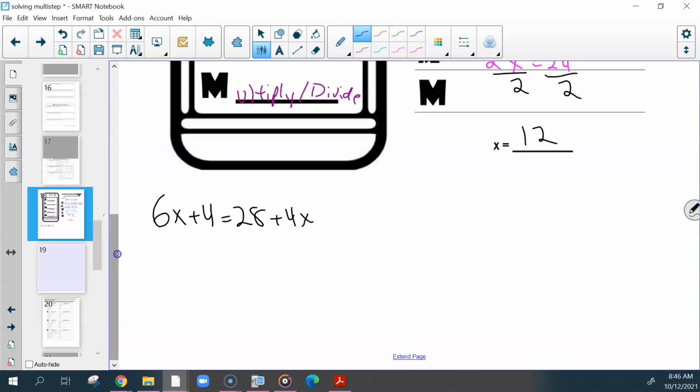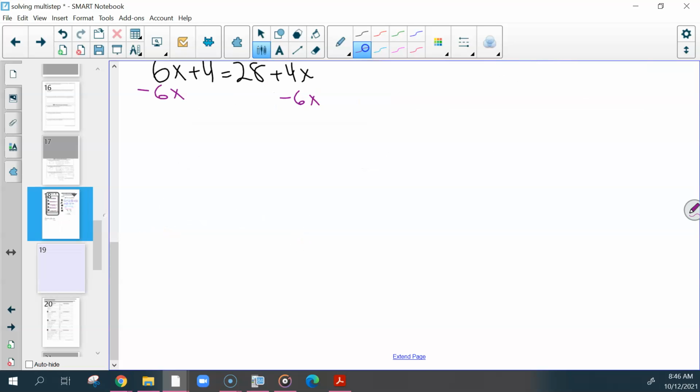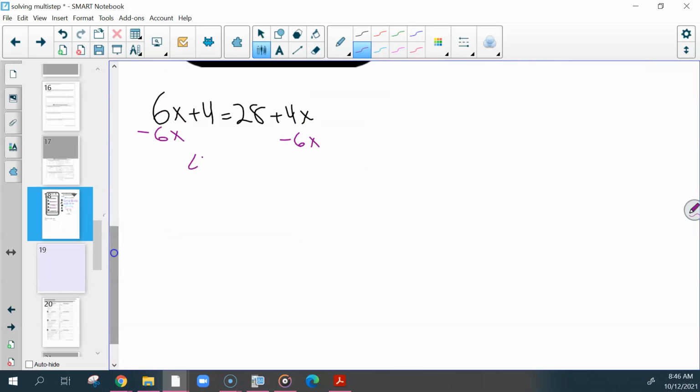So we're still at the move step. Before we moved 4, so let's pick a different term. 6x, okay. So if we move 6x, we now have to subtract because this is positive. So subtract 6x to the other side. We end up with 4 equals 28 plus 2x. We moved all our variables to the right, so now we have to move our constants to the left.